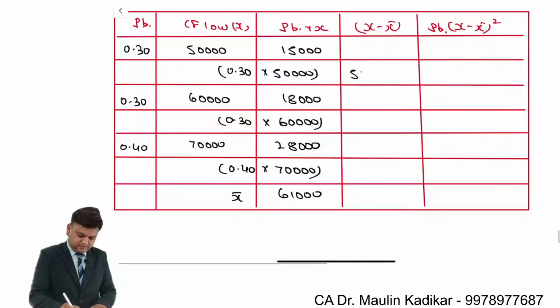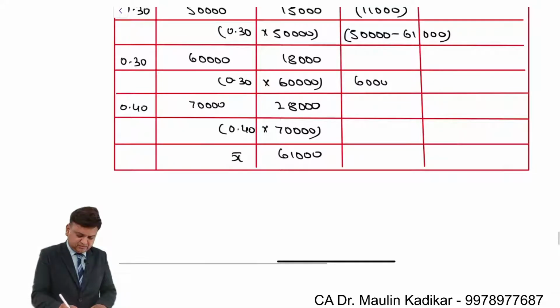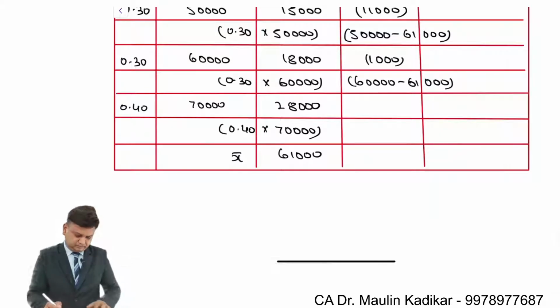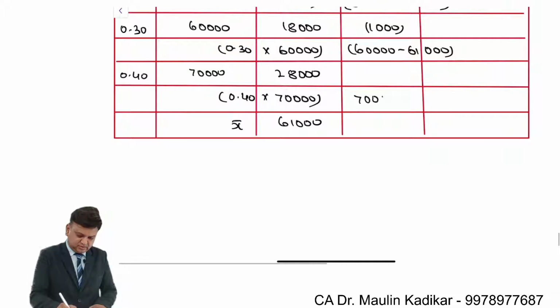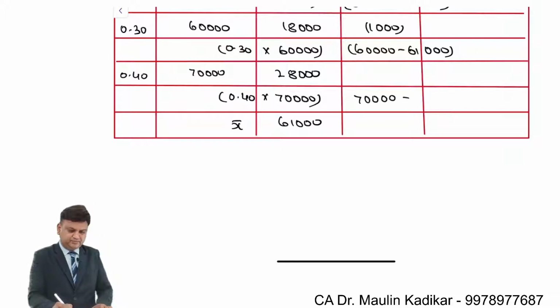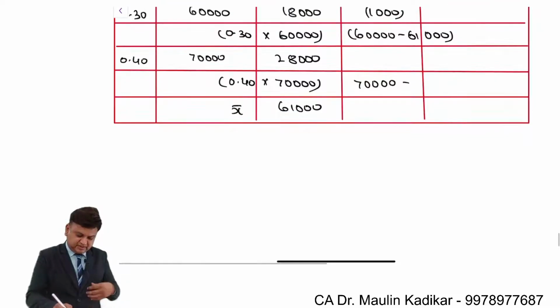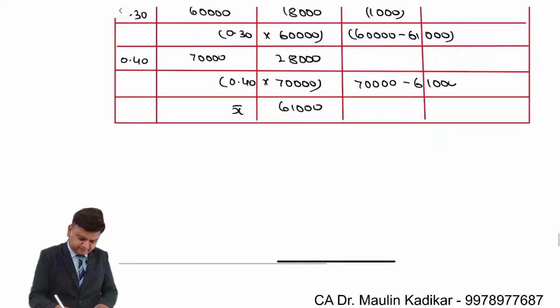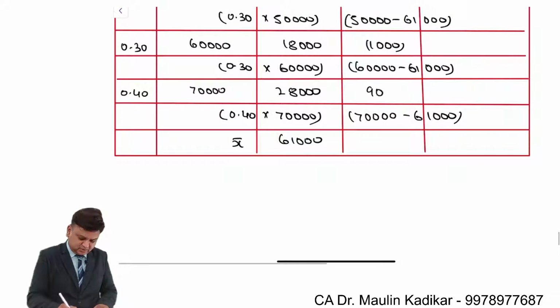Now X minus X bar. So it is 50,000 minus 61,000. So it is 11,000 negative. 60,000 minus 61,000. So it is 1,000 negative. 70,000, 70 minus 61,000. That comes to 9,000 positive.